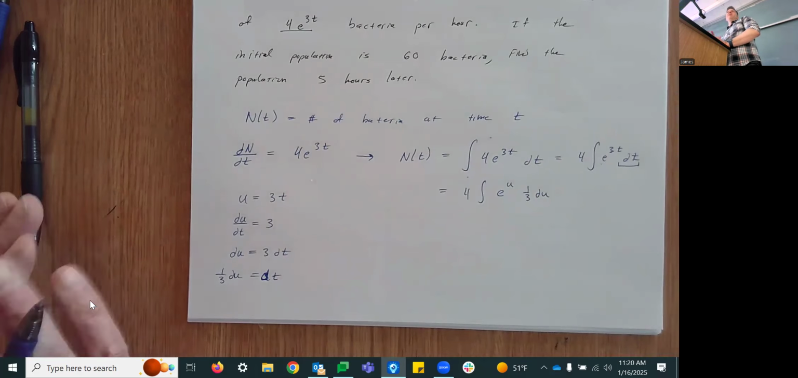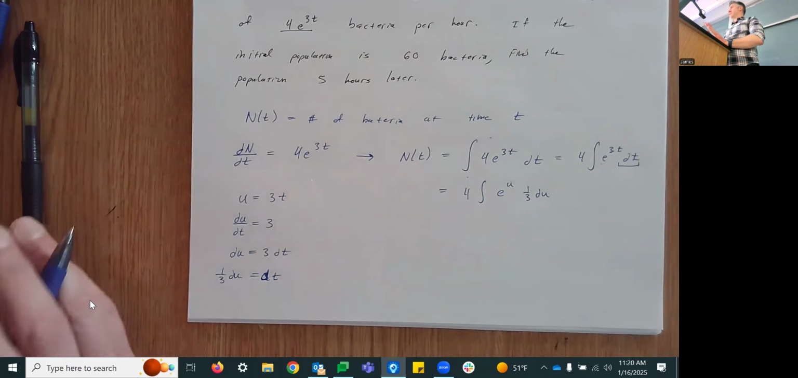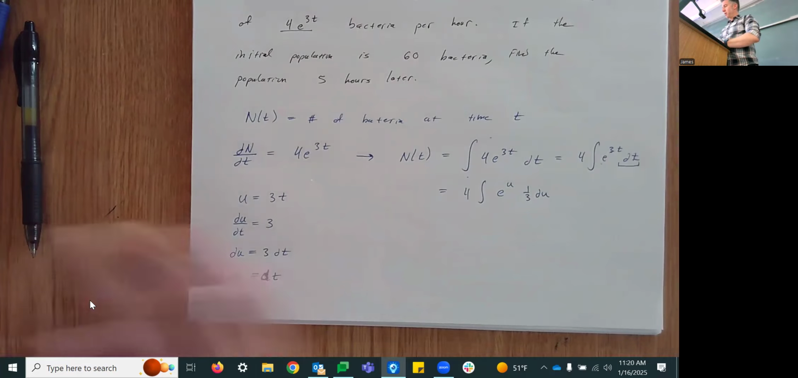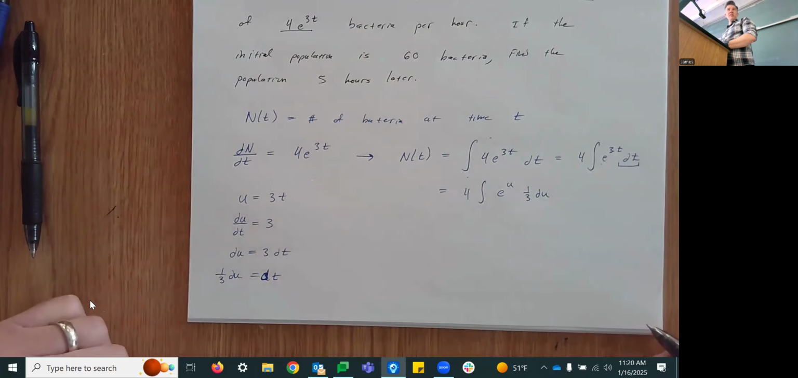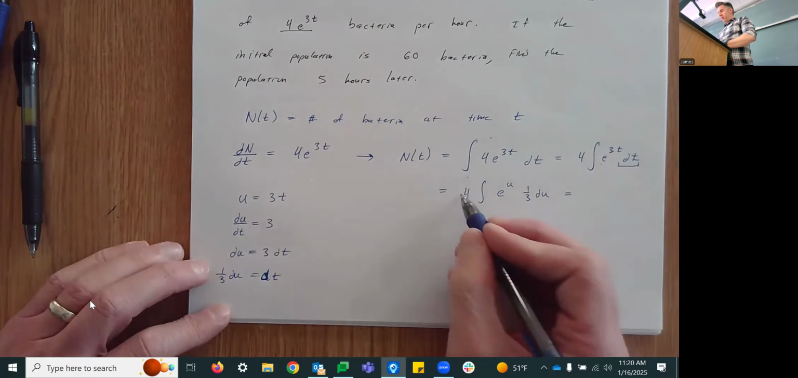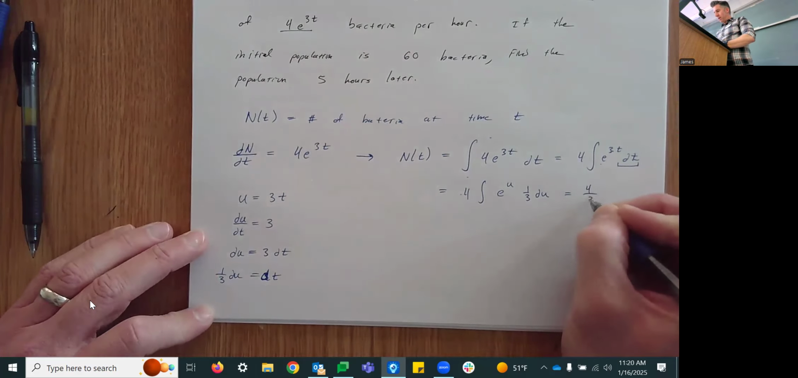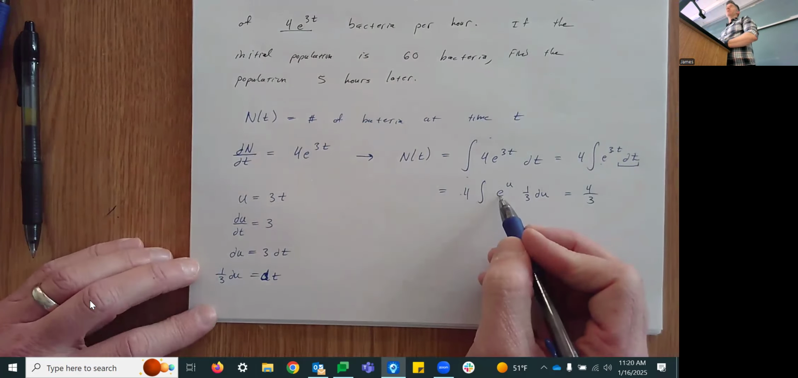I know it didn't seem like a big deal here that I did that order, but it is a big deal. We want to do it that way always. And then you could pull out the 1/3, but you don't really need to. We can just say, great, the 4 times 1/3 is 4/3, and the antiderivative of e to the u is e to the u.